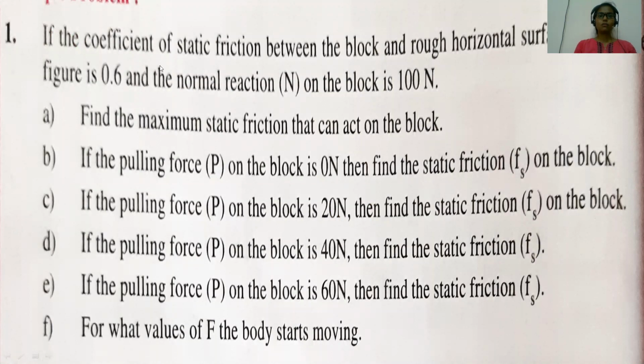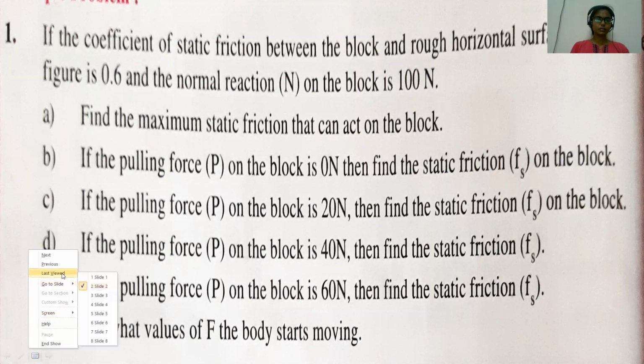Here, see, the coefficient of static friction between the block and the rough horizontal surface is 0.6, and the normal reaction N on the block is 100 Newton. I'll just take the page to explain this question, children. Let us see. So children, what is the given data? I will read out the problem once again.